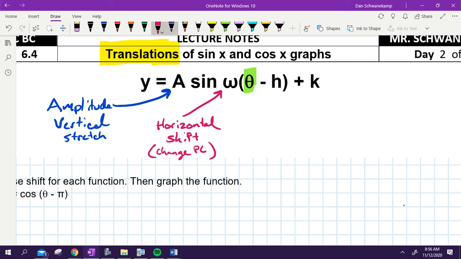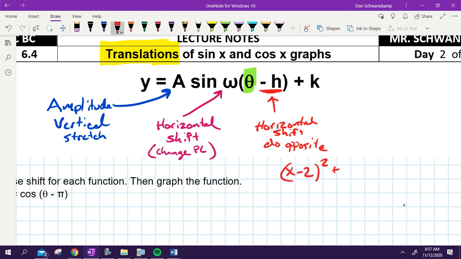Great. Then I've got this guy right here. Something added or subtracted inside of parentheses with my x. If I add or subtract something inside of parentheses with my x, what is that going to do to my graph? It is a horizontal shift. And I like somebody said it. What else do I have to think about when I do horizontal shifts? Do the opposite. Think back to when we did x minus 2 squared plus 3. That's a parabola. This minus 2 really takes me to the right 2.